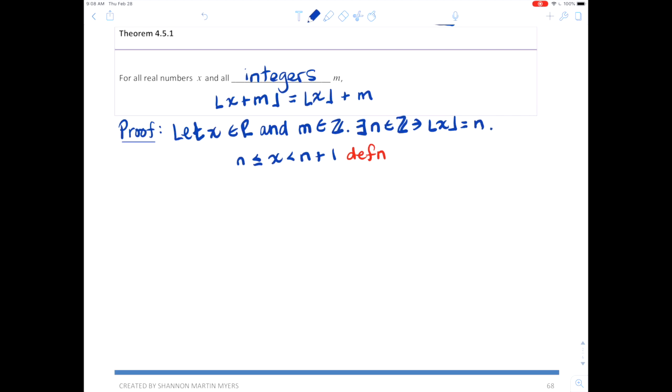And furthermore, what are we allowed to do to inequalities? We can add the same non-zero constant, right? So if we add m to each portion, we will have this here. And since the integers are commutative under addition, what can we do? We can swap out the 1 and the m, and we would have n plus m plus 1. Groovy? All right. So now, what do we have going on?